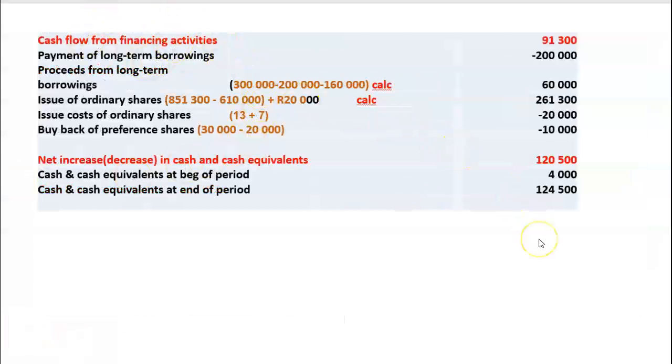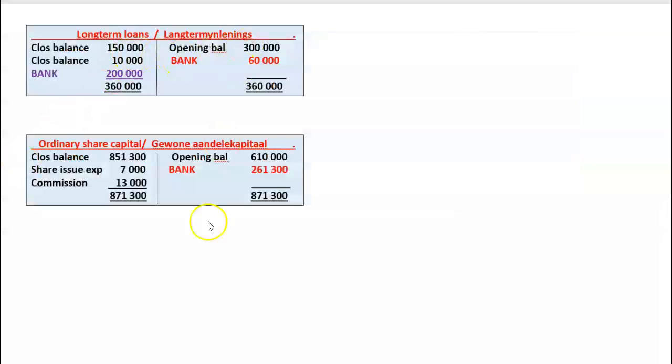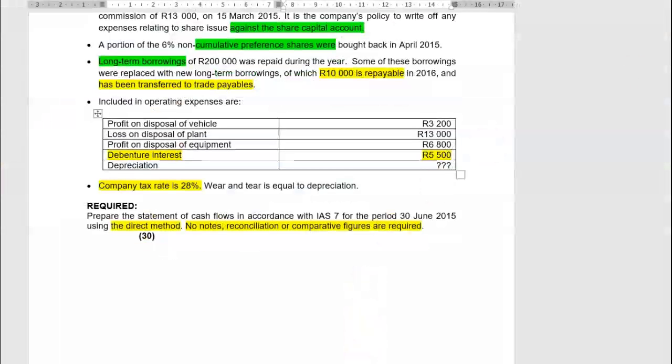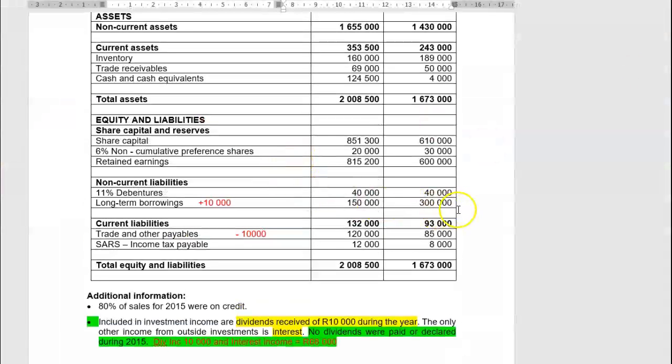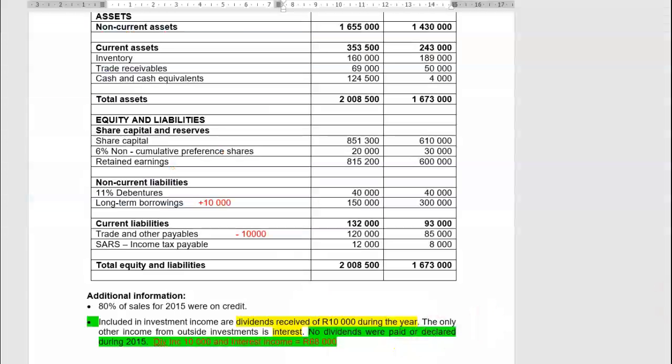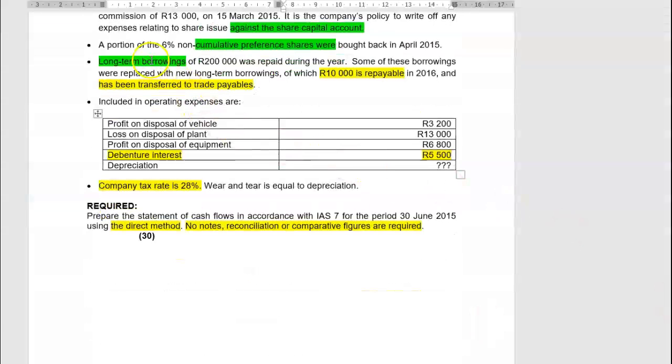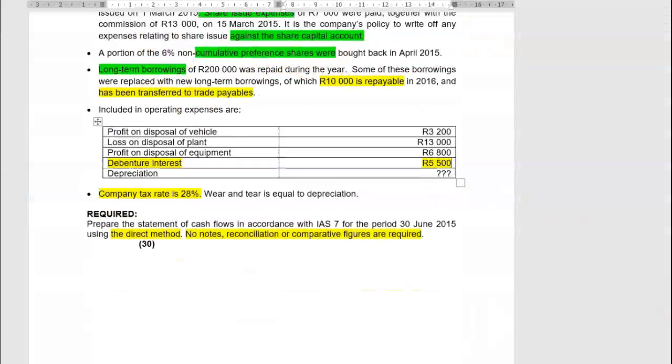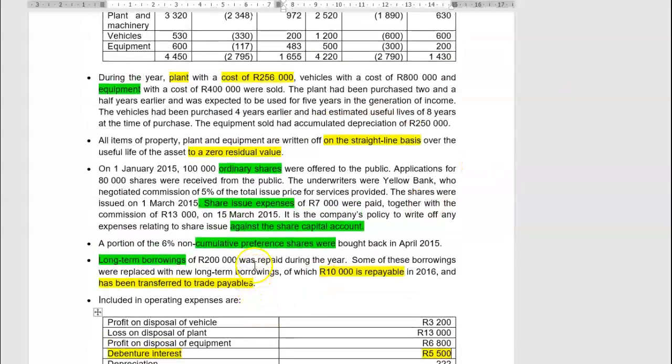Now cash flow from financing activities. Just see, long-term loans. What was our opening balance on our long-term loans? It was 300,000, and our closing balance was in actual fact 160,000. In the question, they actually give us some information about long-term loans. Long-term borrowings of 200,000 rand was repaid during the year.